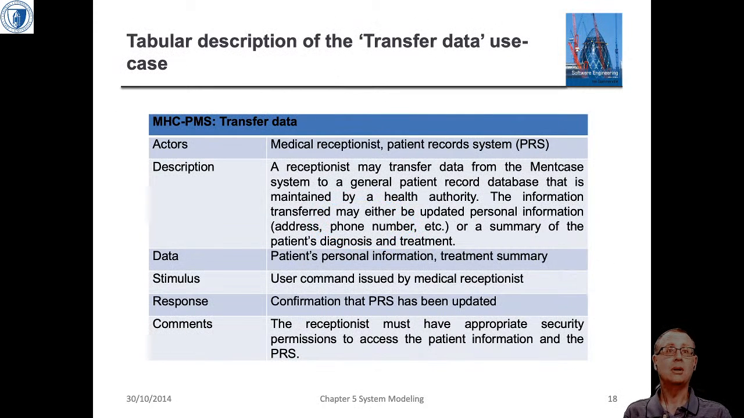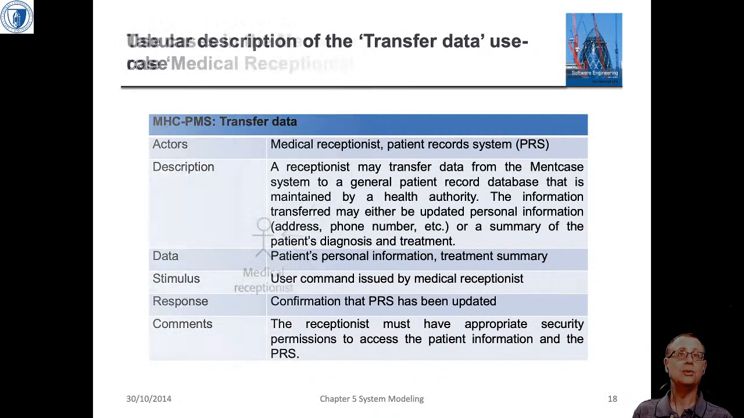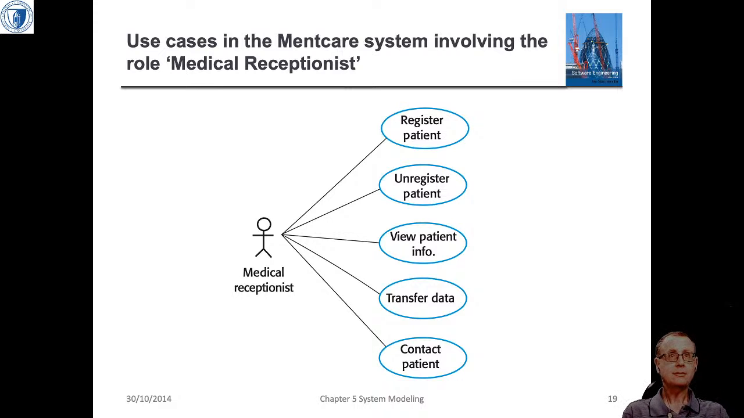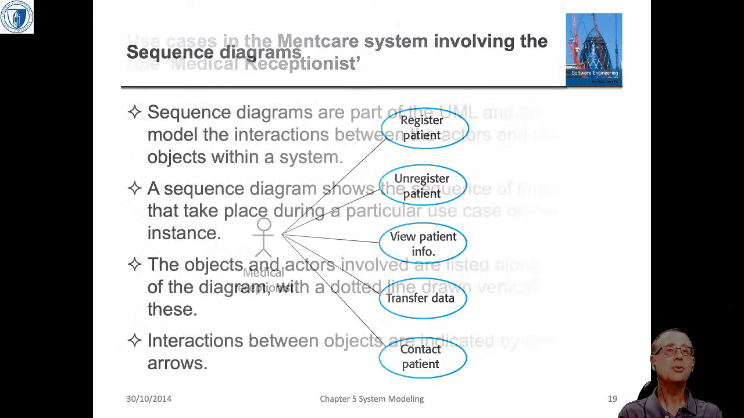Here's an example of the Sommerville template for a use case. It's a little different from the one we've been using, but not especially. It's got similar fields. You should have mostly the same information as the template we've been using. Right, and here's a more complex one that just involves the medical receptionist and the functions that they need to perform.